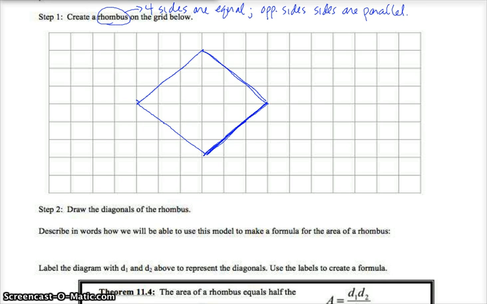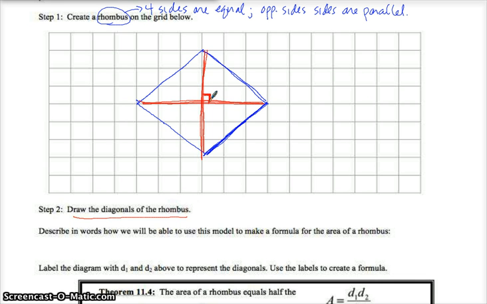Now, it says step 2, draw the diagonals of the rhombus. Well, here's a diagonal of the rhombus, and here's a diagonal of the rhombus. And what do you notice about those diagonals? Diagonals of a rhombus intersect how? They intersect at 90 degrees. Hopefully you could see that, and hopefully you remember that from last semester. So they intersect at 90 degrees.